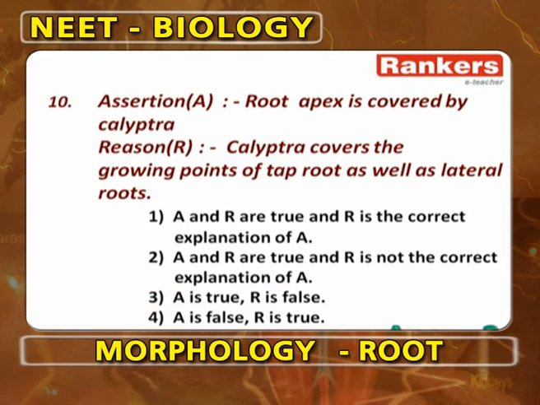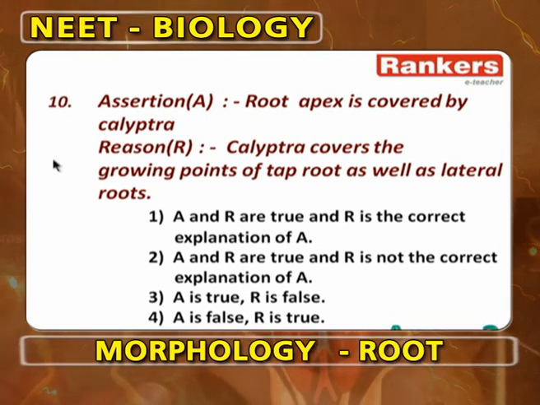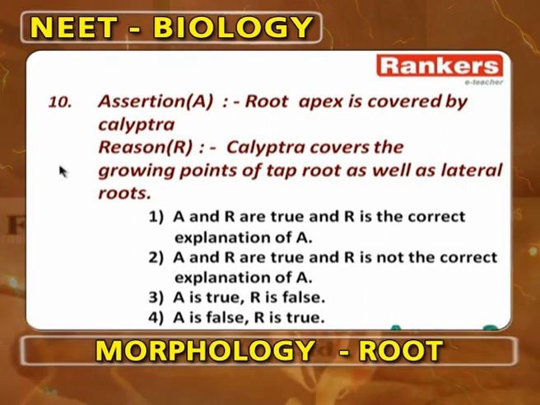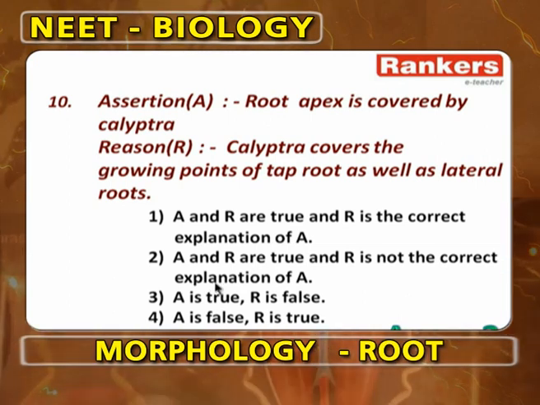Next, root apex is covered by calyptra. This is correct. Calyptra is nothing but root cap. Calyptra covers the growing parts of taproot as well as lateral roots. It is not the correct explanation. That's why A and R are true. R is not the correct explanation of A.